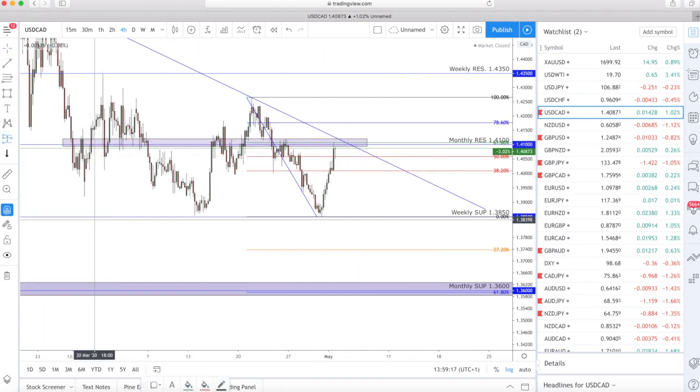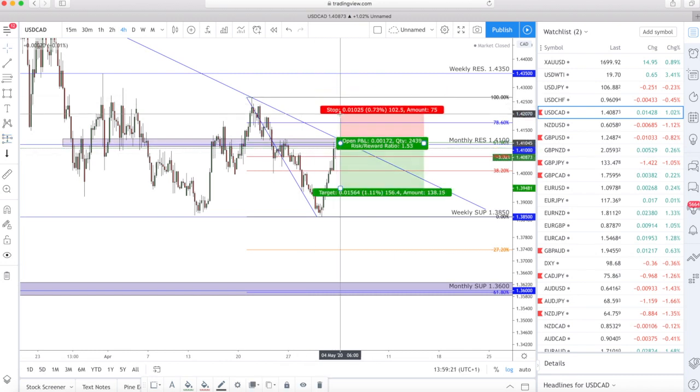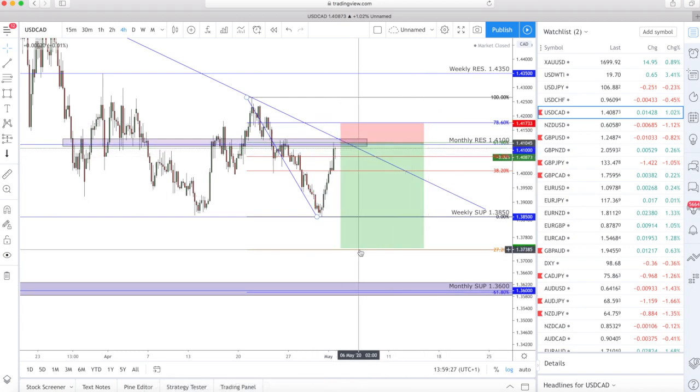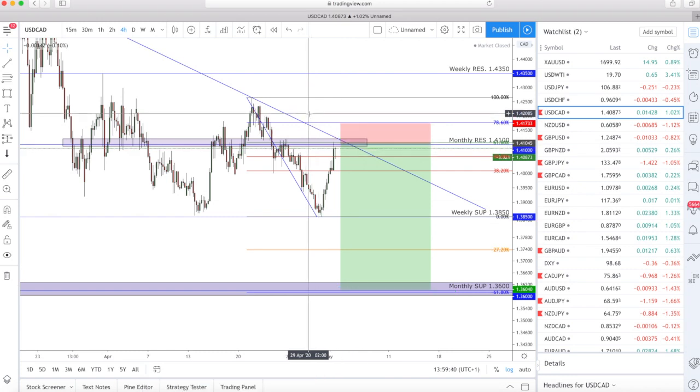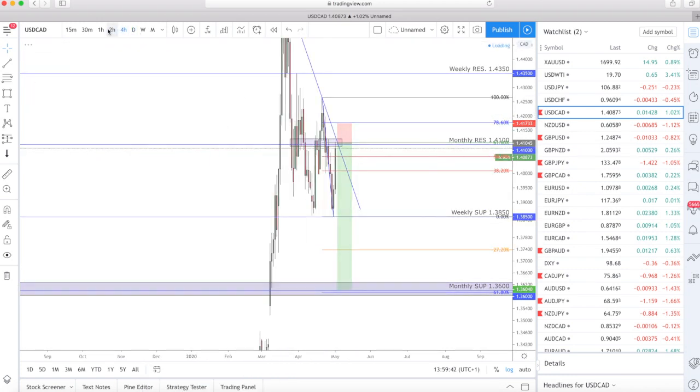So seeing some more rejections from this area and some candle formations that I look out for. If I see that around this area, I'll be taking this short. First target, the minus 27.2, but you can see the minus 61.8 lines up perfectly with monthly support. So this could give you a nice 1 to 7 trade. So that's one setup I'll be looking for next week.